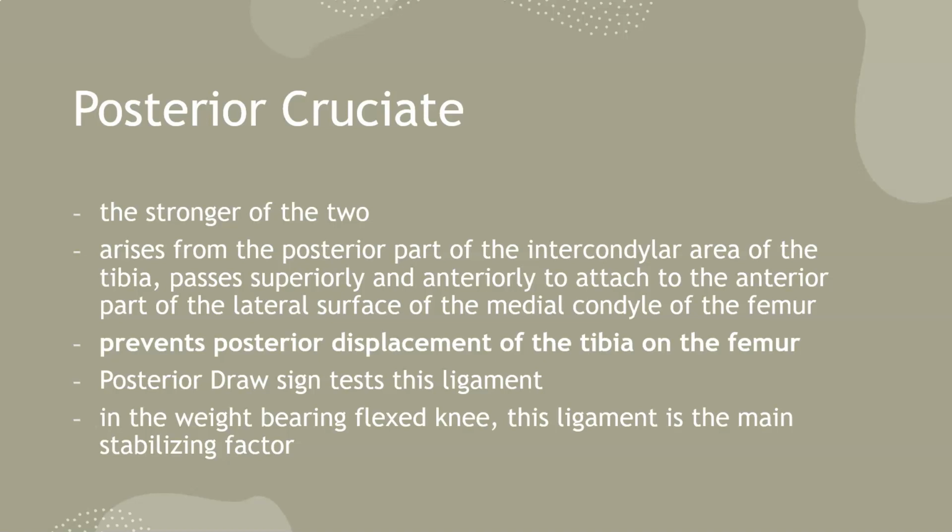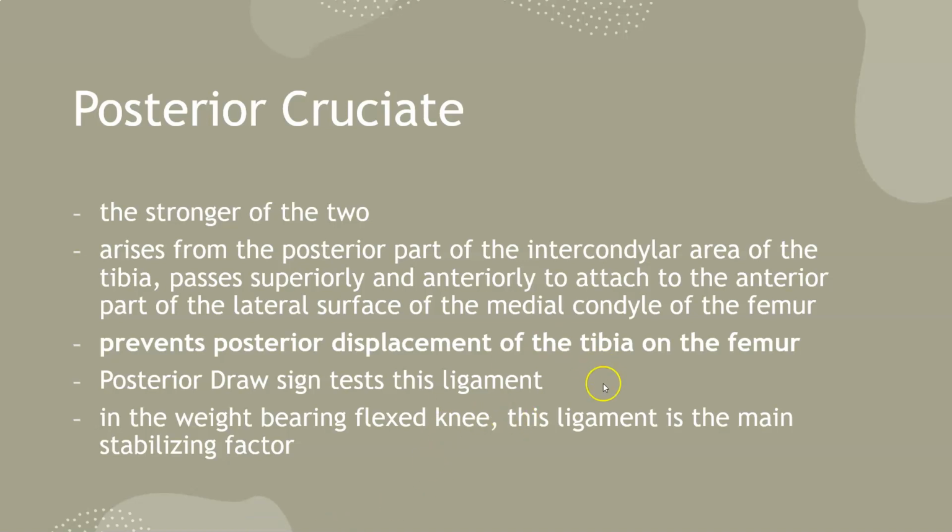So the anterior cruciate travels upwards and backwards to attach onto the medial aspect of the lateral condyle. The posterior cruciate goes upwards and over medially to attach onto the lateral aspect of the medial condyle of the femur. This ligament prevents posterior displacement of the tibia on the femur. So the anterior cruciate prevents the tibia from sliding anteriorly, and the posterior cruciate prevents the tibia from sliding posteriorly in relationship to the femur when the knee is in extension.